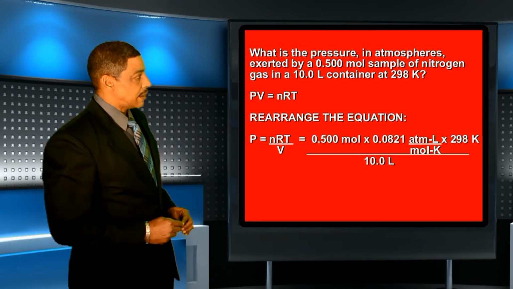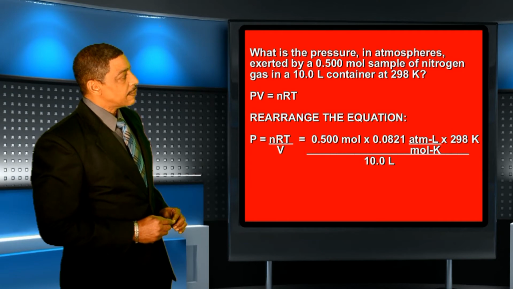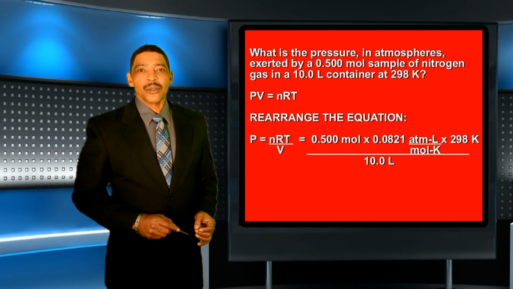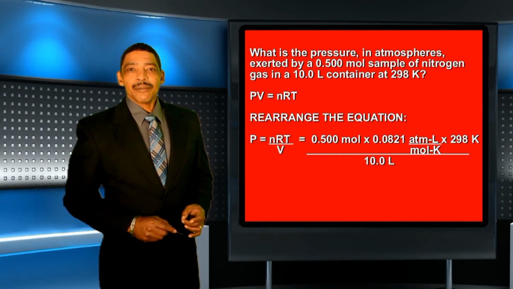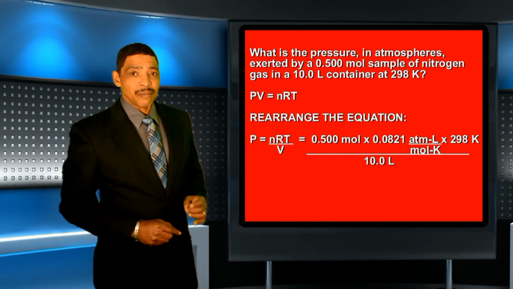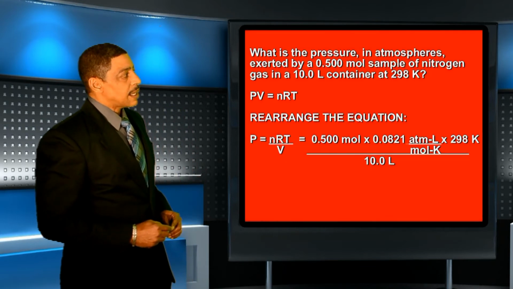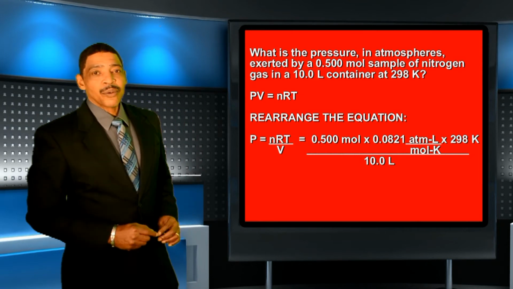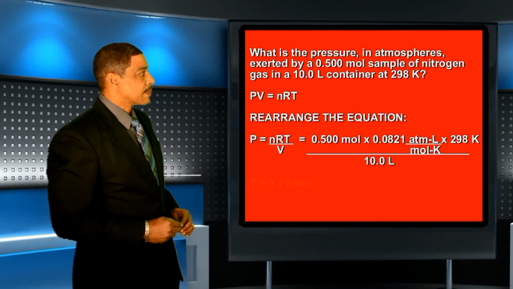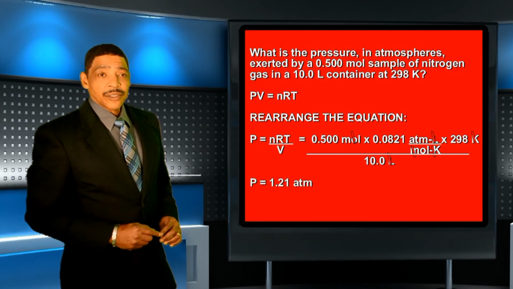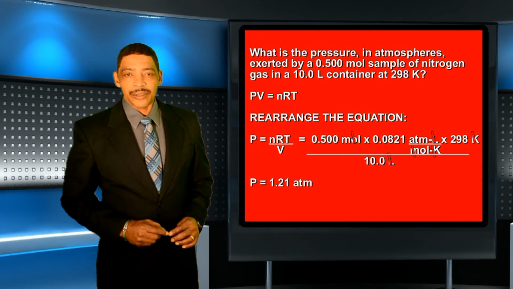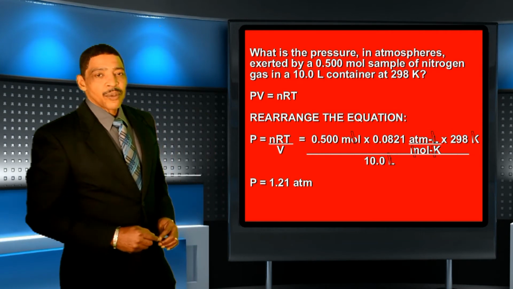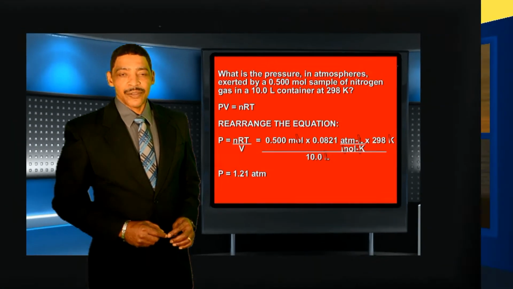Now we insert the data. 0.500 mole times 0.0821 atmospheres times liters divided by moles times K times 298 K divided by 10.0 liters. Clearly, the units of moles, liters, and K will cancel, and the pressure will be 1.21 atmospheres.